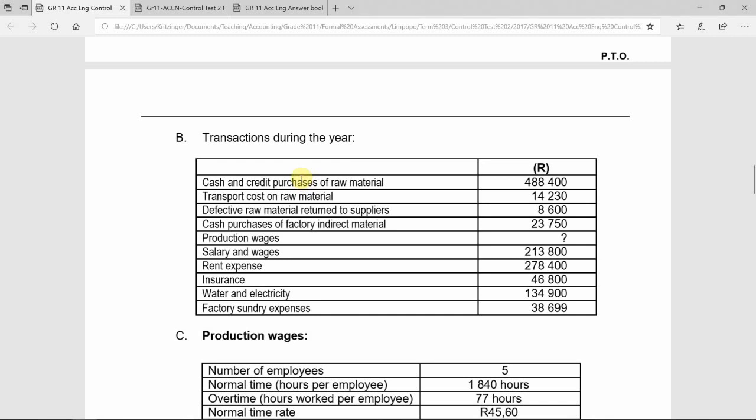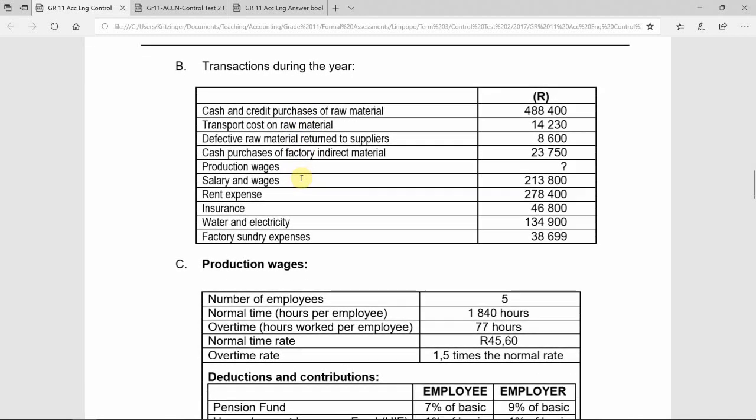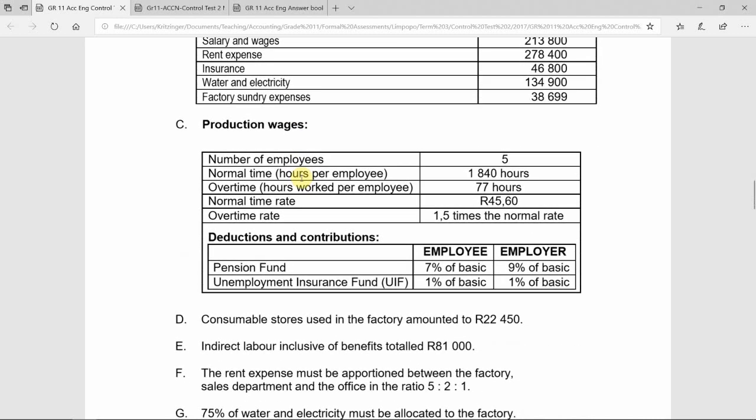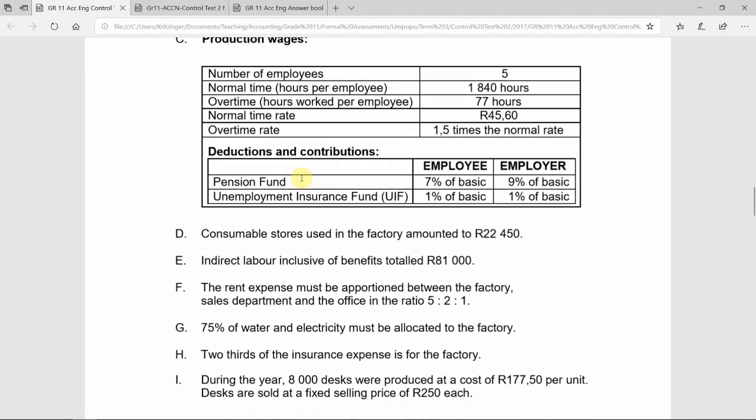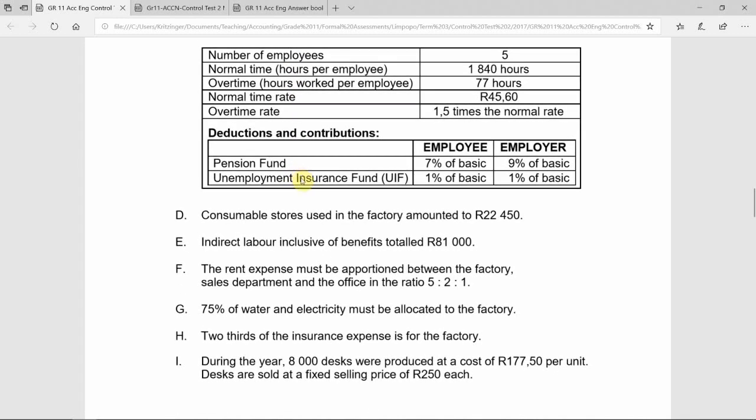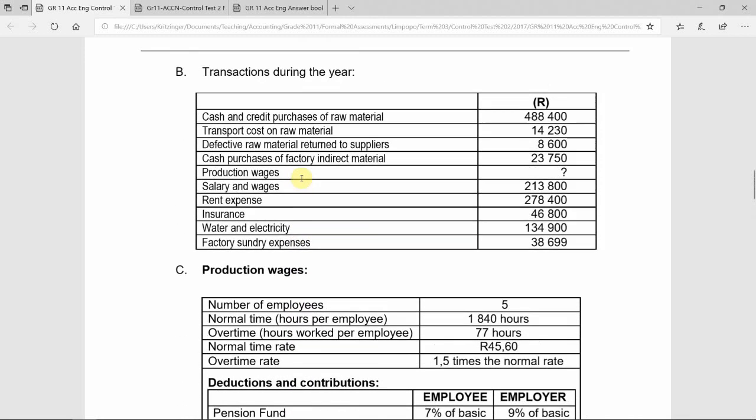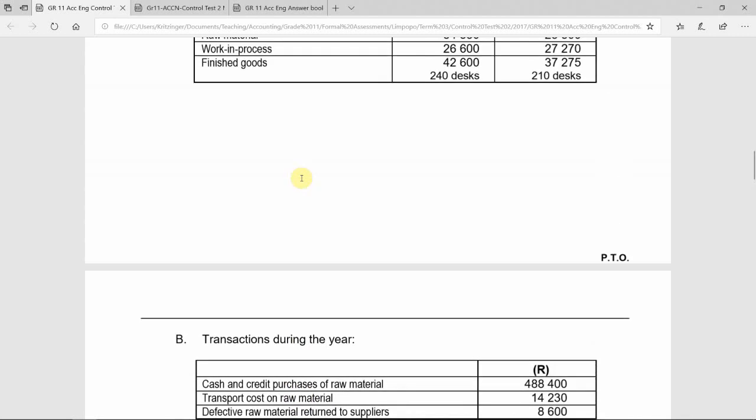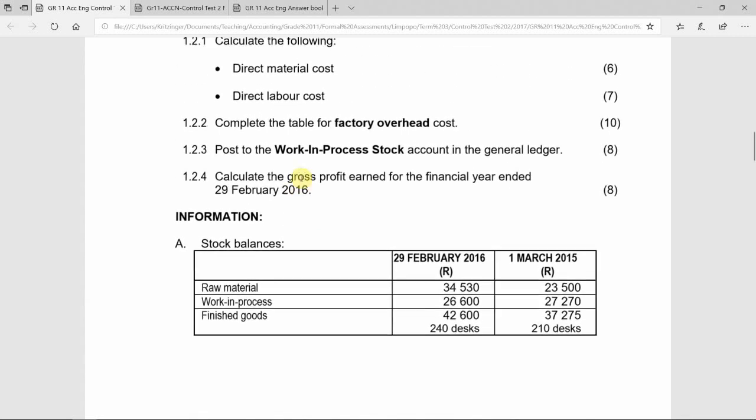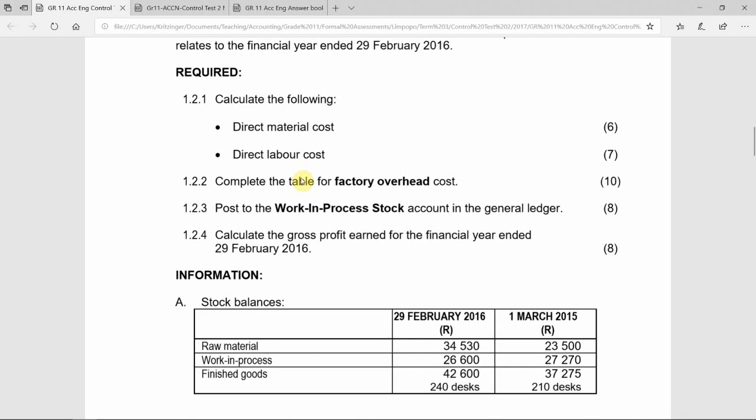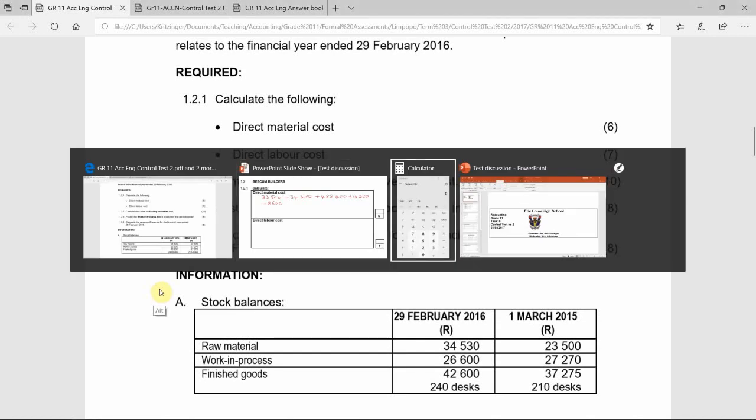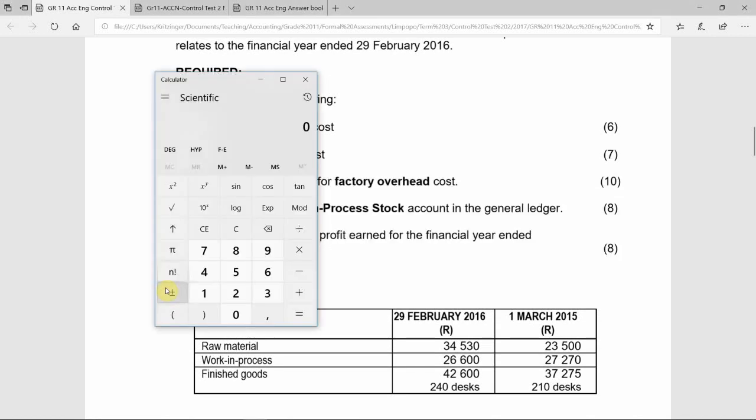Okay, then we have cash, production wages, salaries, rent expense. None of this relates to raw materials. Wages, indirect consumable stores is part of indirect material, rent expense, water, insurance. No, we basically ran through everything that affects our raw material. So now it's a matter of obtaining the calculator and doing the calculations.